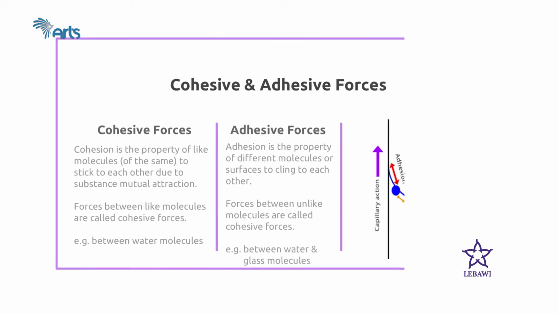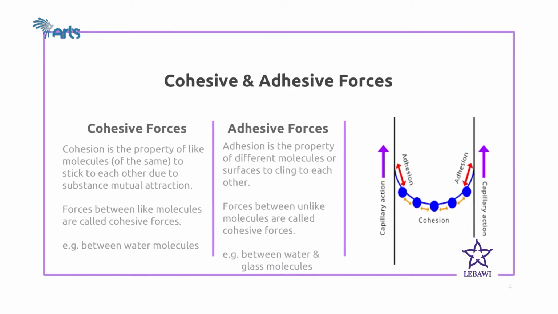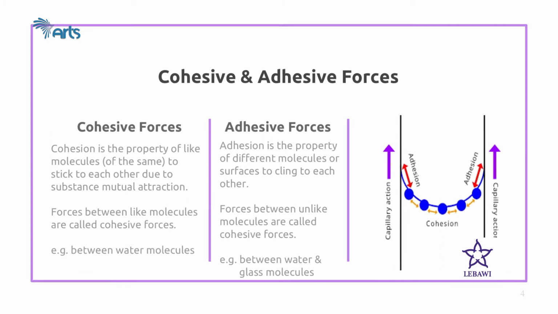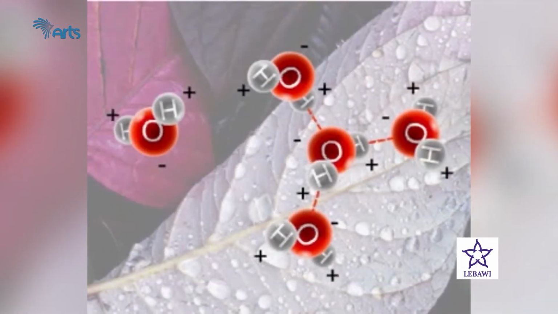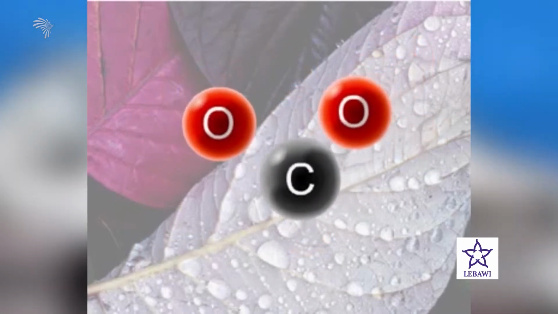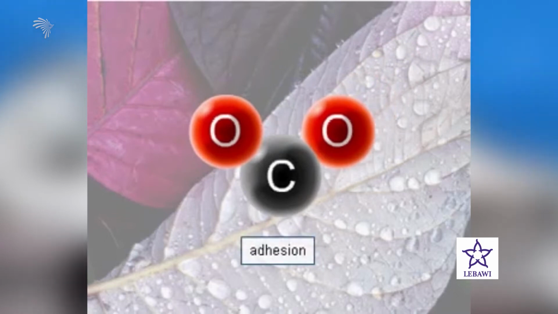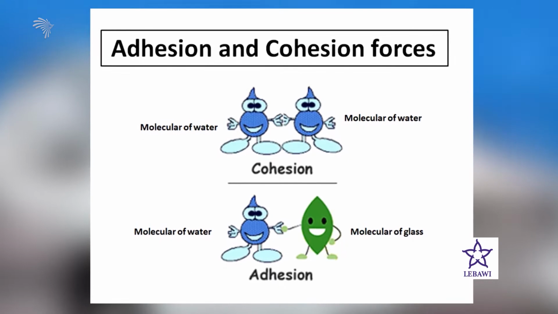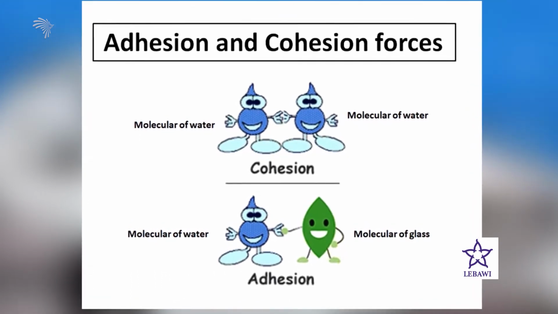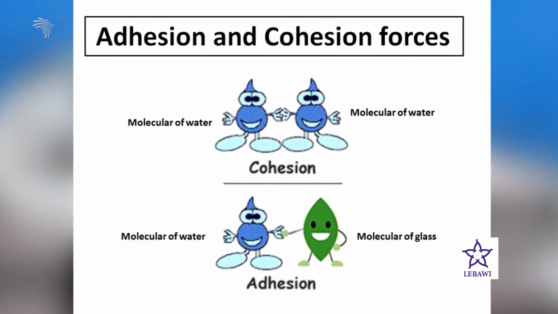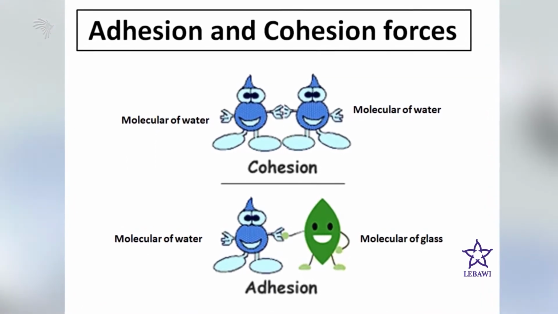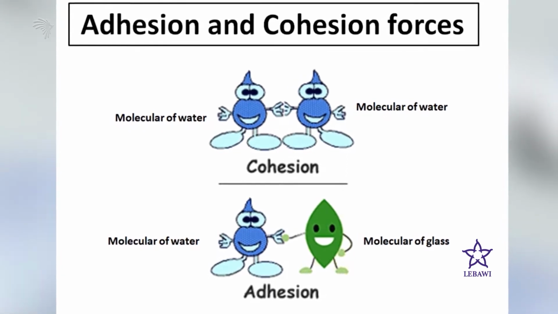Let's see the difference between cohesive and adhesive force. Cohesion is a property of the same molecules to stick to each other due to mutual attraction, and the force between like molecules is called cohesive force. We can take the force between water molecules as an example. But adhesion is the property of different molecules or surfaces to cling to each other. Forces between unlike molecules are called adhesive forces. We can take forces between water and glass molecules as an example of adhesive force.